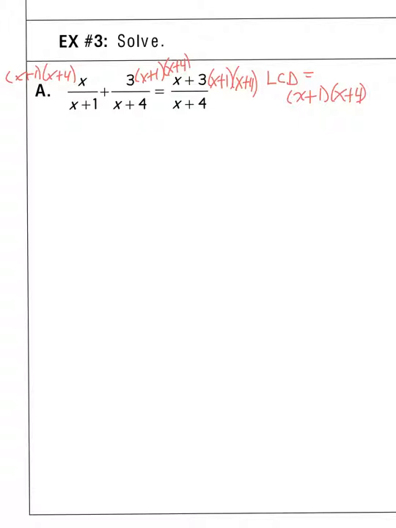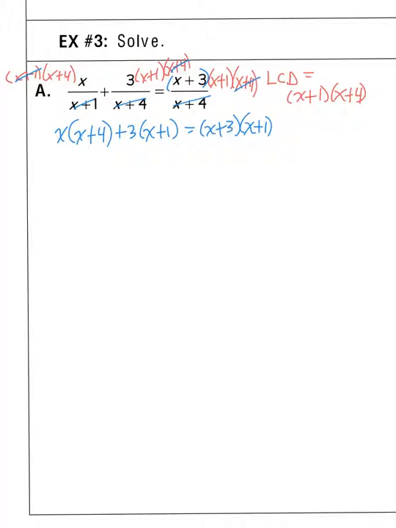Okay, and so then I am going to cancel the things I can cancel. So I get an x plus 1 cancels here. So we end up with an x times x plus 4. Then for the next one, the x plus 4's cancel. So you end up with a 3 times x plus 1. And then here the x plus 4's cancel. So you end up with an x plus 3 times an x plus 1.